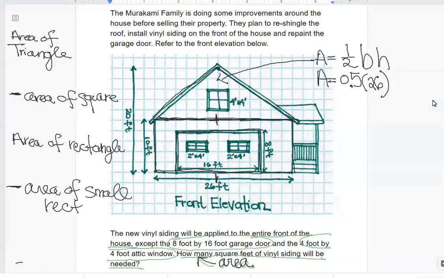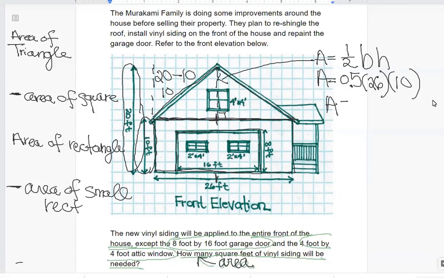Now, the hard thing, though, is the height. The height is from here to here, like the height of the house. And we don't have that marked, but we do know something. We know that the bottom part of the house is 10 feet and that the house in total is 20. And so this remaining piece here, this height, must be the entire 20, take away the 10 I'm not using, or it also has a height of 10 feet. Awesome. So I'm going to do that to find the area of the triangle. So 0.5 times the 26-foot base times the 10-foot height gives me a total of 130 square feet.